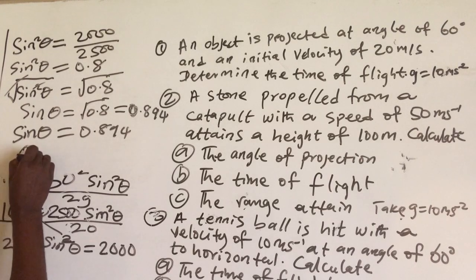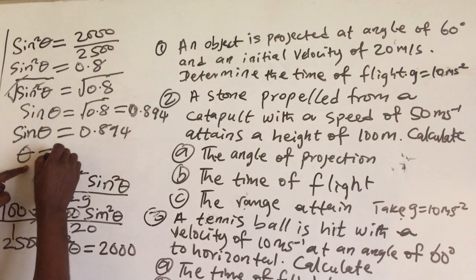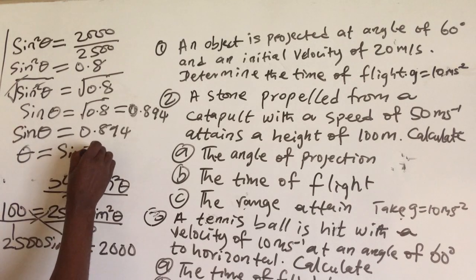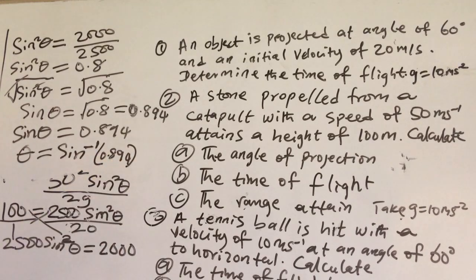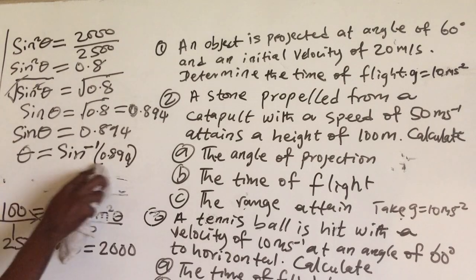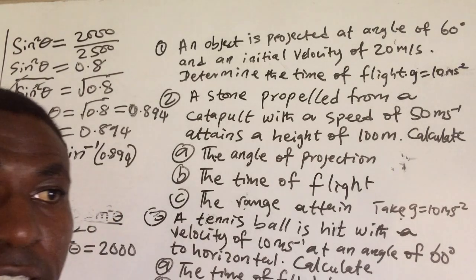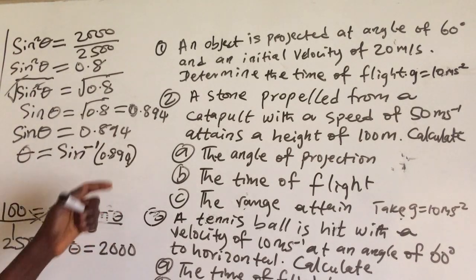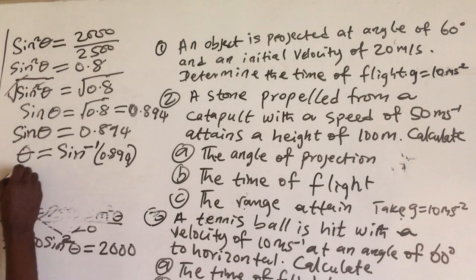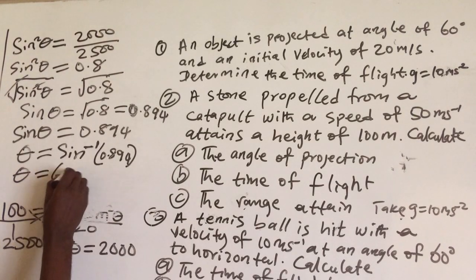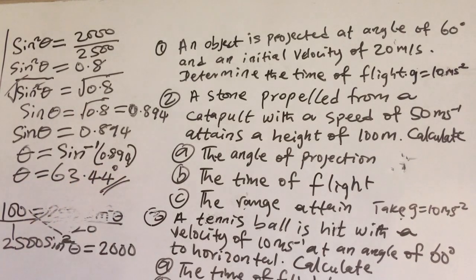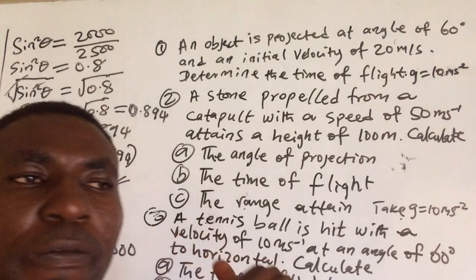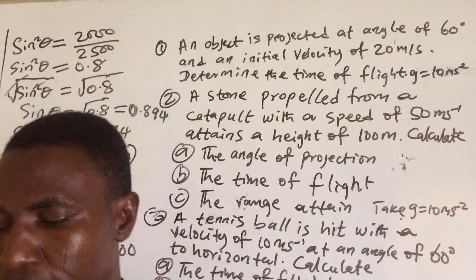Now, getting our answer for the angle of projection, which is this one. We now have theta, which is the angle we are looking for, equals sine inverse. This sine inverse, you get it in your calculator, of 0.894. When you find the sine inverse of this value, we now have our angle of projection equals 63.44 degrees. Answer. That is the angle we are looking for, okay?